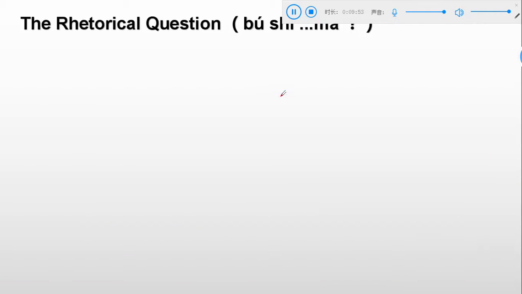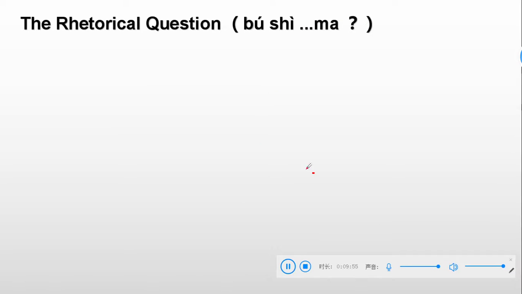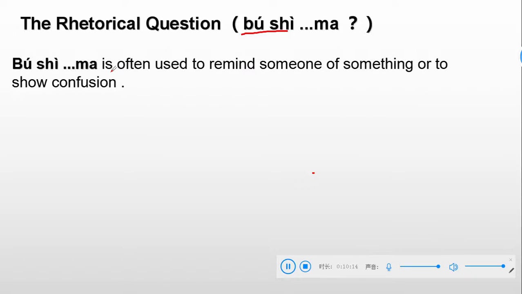Grammar part 2. In this part, we'll just focus on the rhetorical question. 不是吗？ Okay, 不是 means it's not, which is a negative form. 不是吗 is often used to remind someone of something or to show confusion.